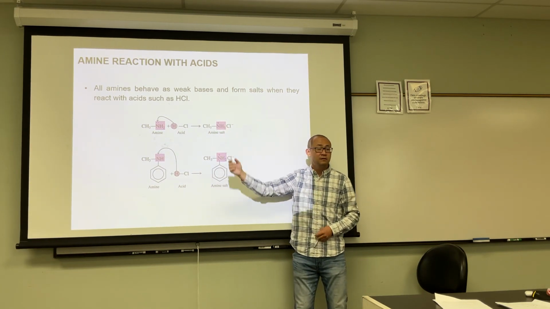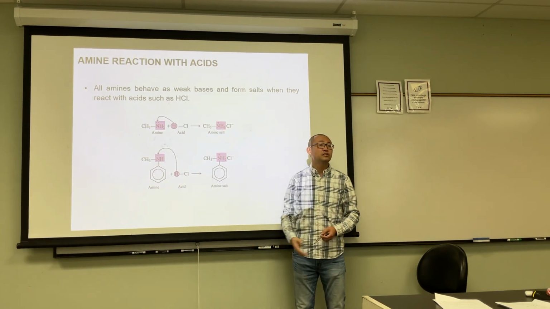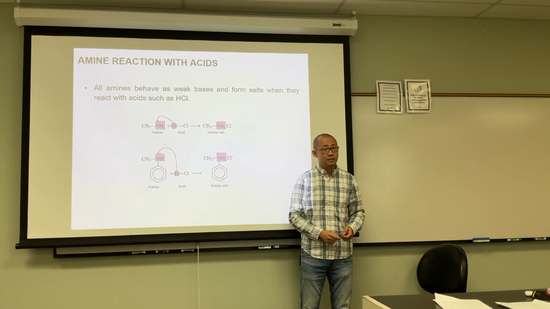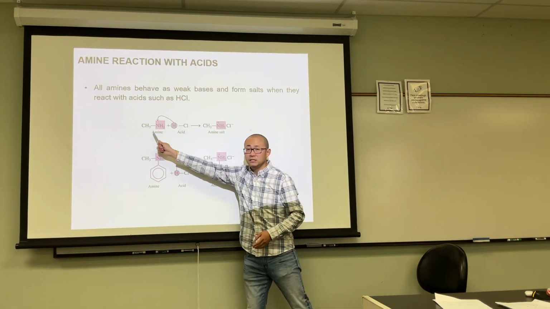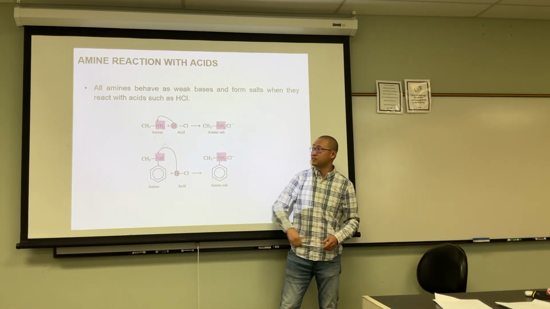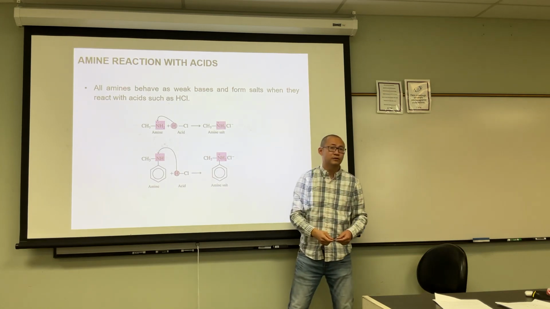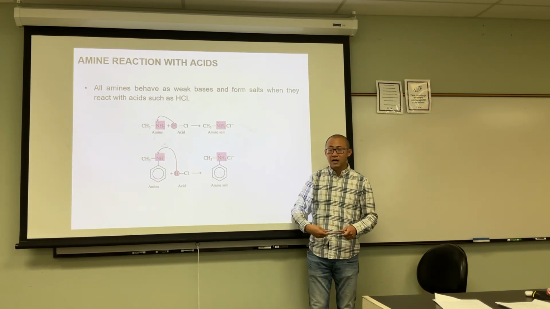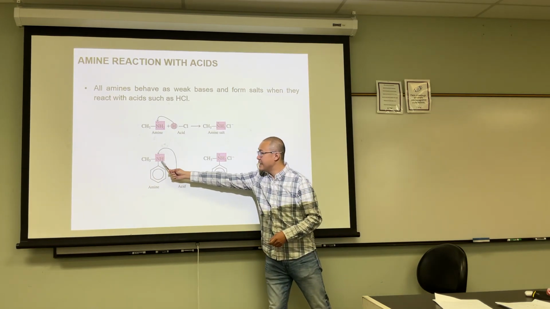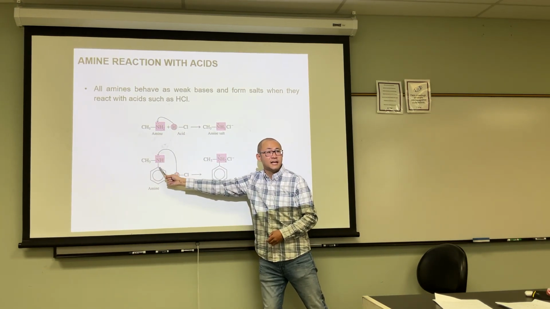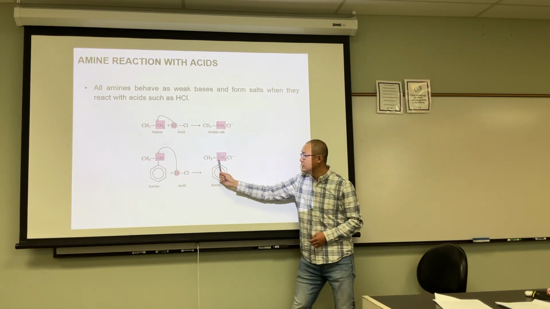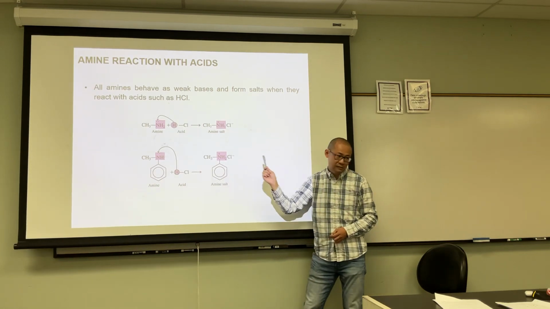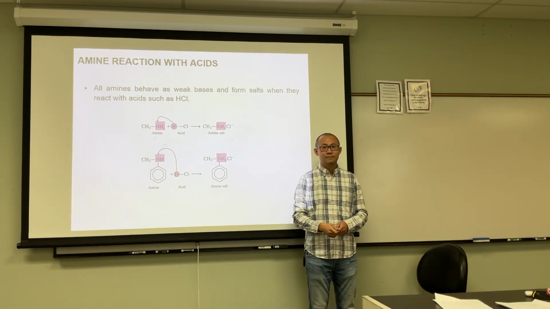side by side. And by the way, this is also called a salt. Why is it a salt? Because it's the product from an acid and a base reaction. This is an acid, that's a base. The product will be a salt. The bottom example is a secondary amine. NH becomes NH2 plus and Cl becomes Cl minus.